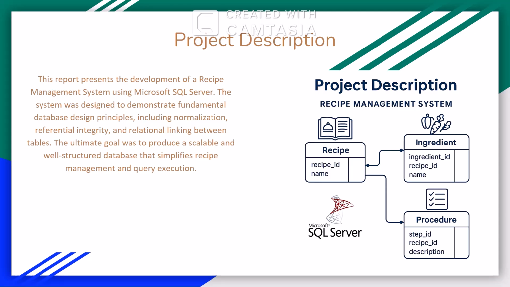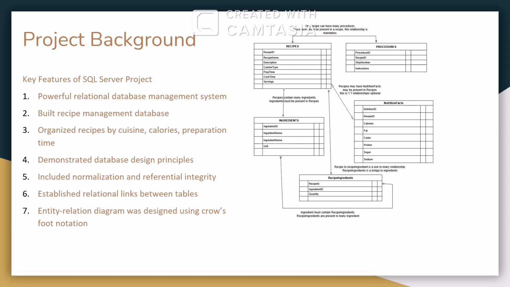The system was designed to demonstrate fundamental database design principles, including normalization and relationship linking between tables. Our ultimate goal was to produce a scalable and well-structured database to simplify recipe management and query execution. Our project background: key features of our project were a powerful relational database management system, built to organize recipes by cuisine, calories, and preparation, demonstrate database design principles, including normalization and integrity, and establish relationship links between tables.